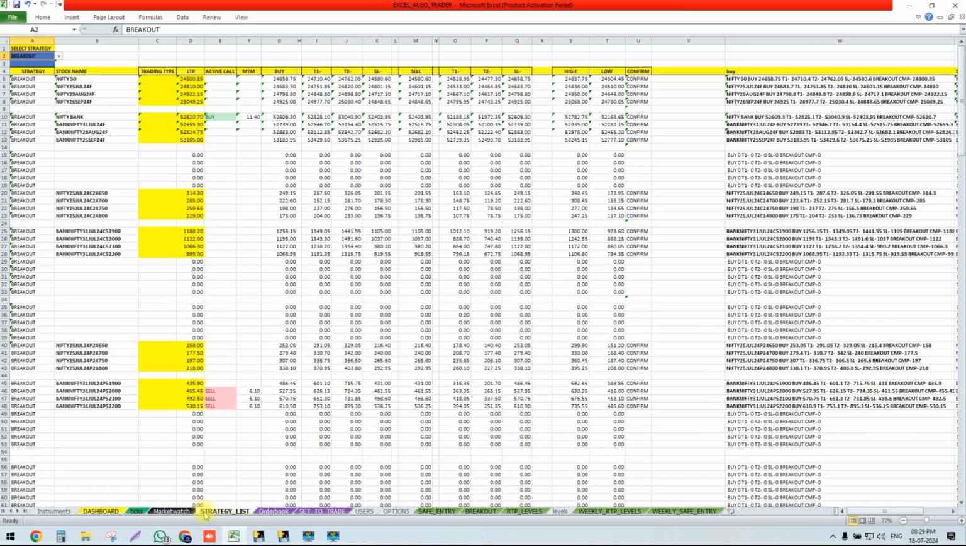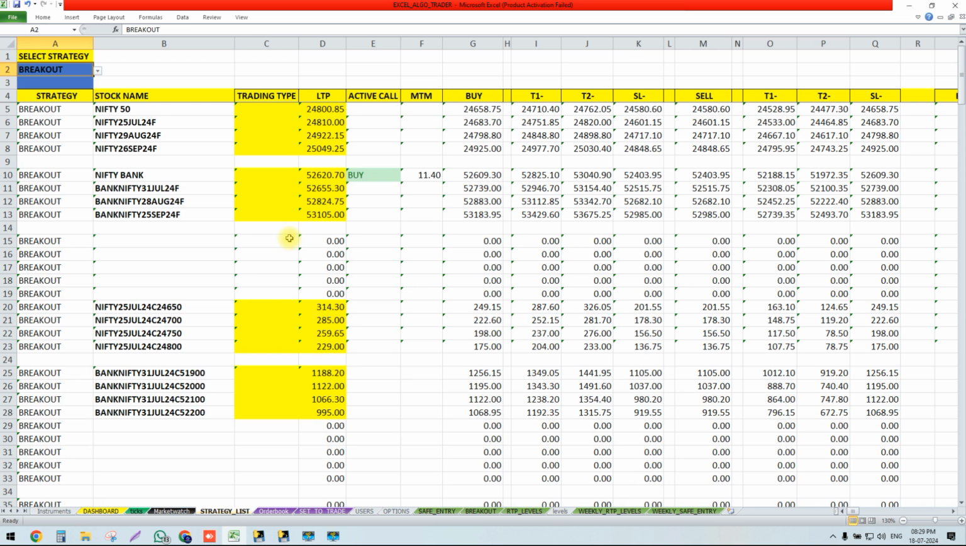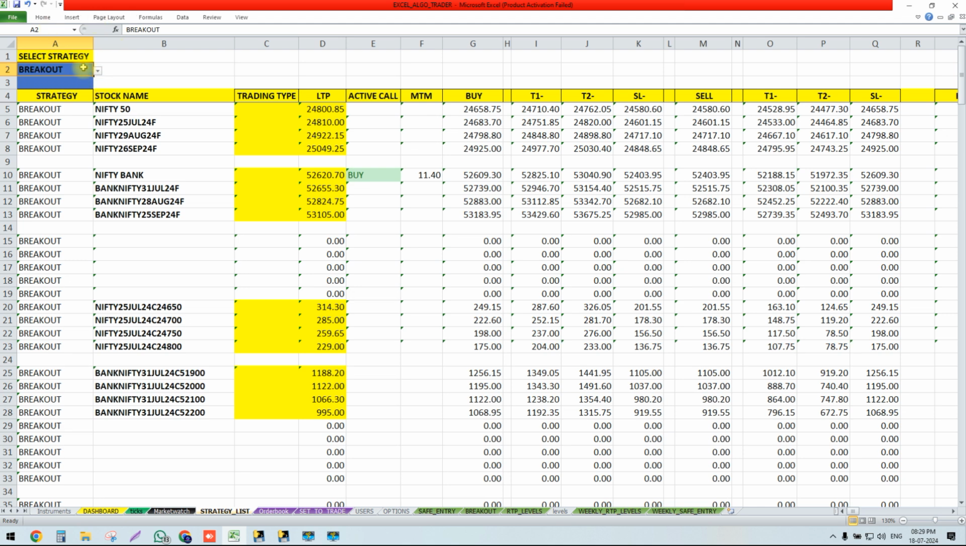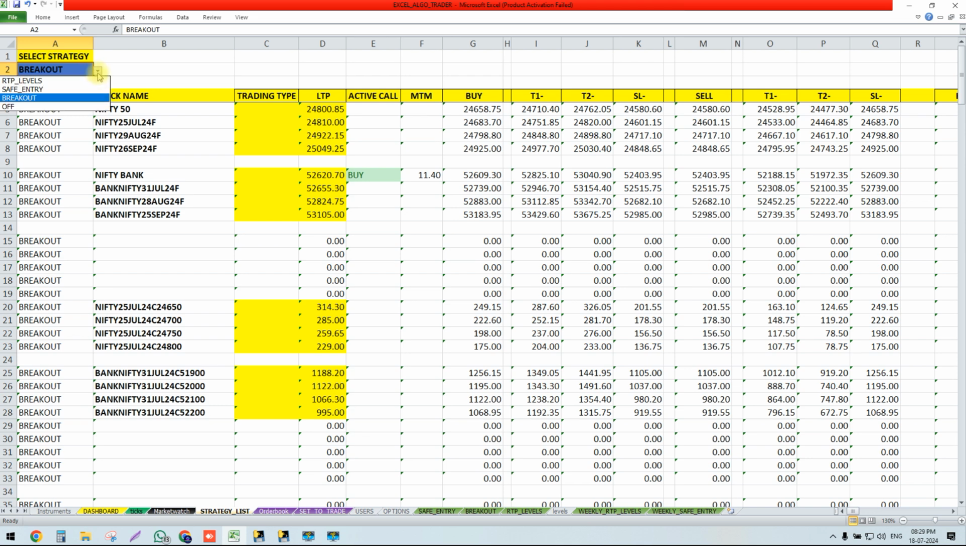Here you have to go to your strategy list. You can see this is the strategy list. If you want to trade in Excel Algo, you have to set the strategy you want to trade in, like RTP levels, safe entry levels, or breakout levels, or if you don't want to trade anything, just turn it off. Today we have set the breakout strategy levels.